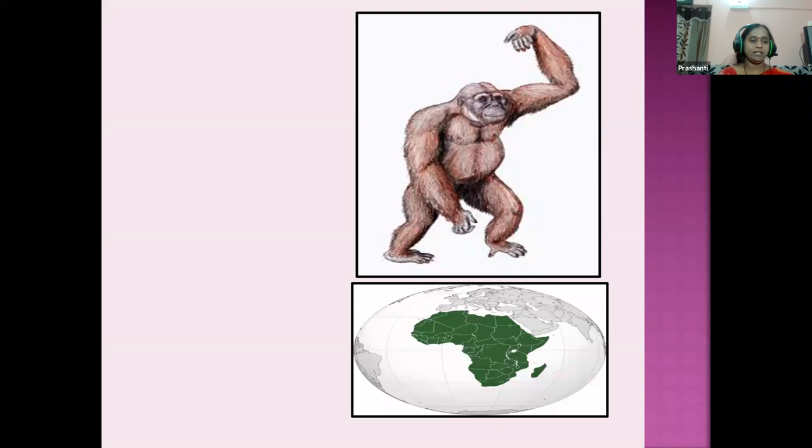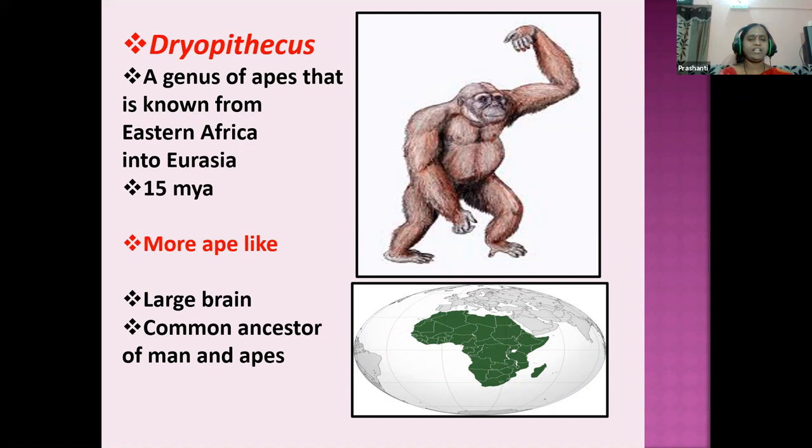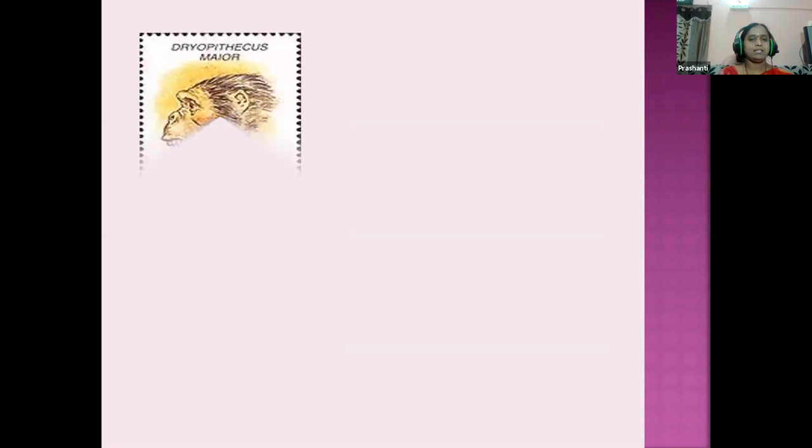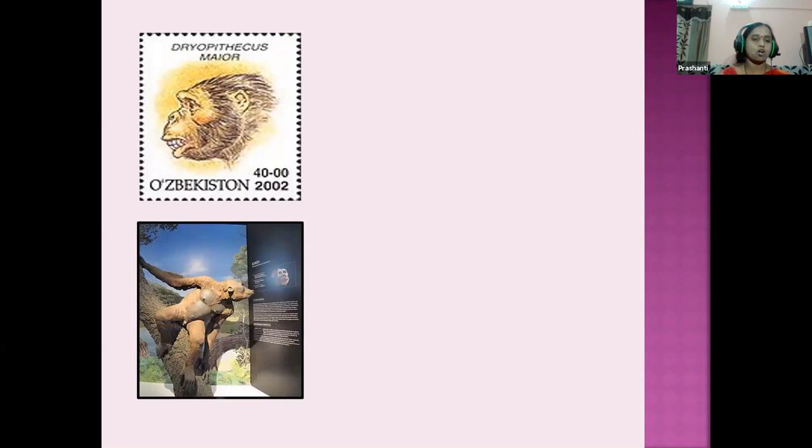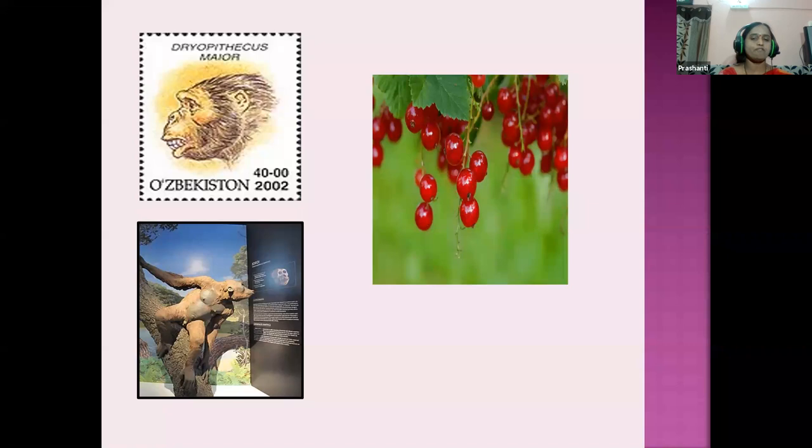Dryopithecus, when you see the picture, children, was discovered in Africa. This is a genus of ape from 15 million years ago. They were more ape-like, bodies covered by hair, and they had a large brain. They are called the common ancestors of man and apes. The fossils of Dryopithecus were discovered from the Miocene rocks of Asia and Europe. They ate soft fruits and leaves, so they were completely herbivorous, children.